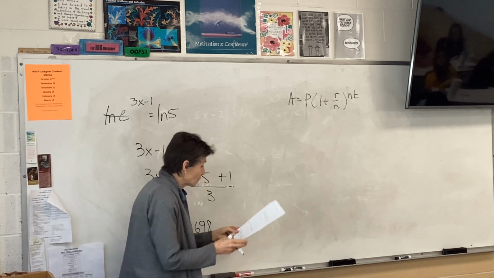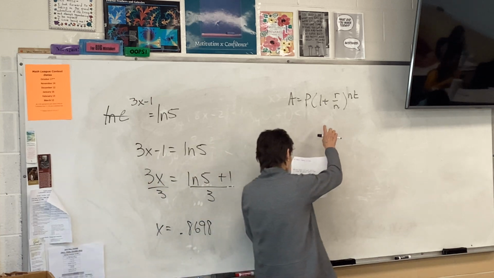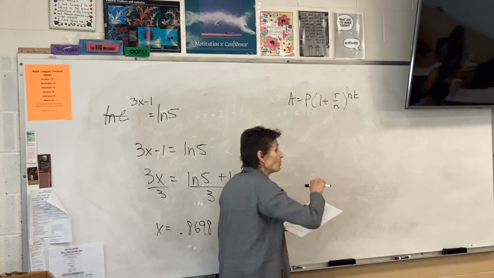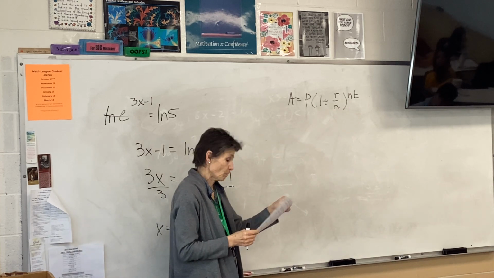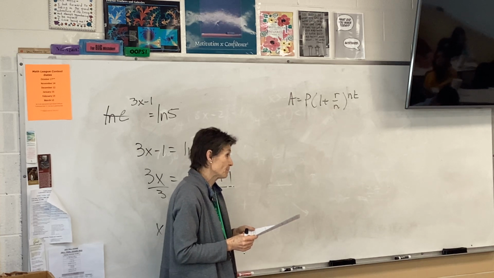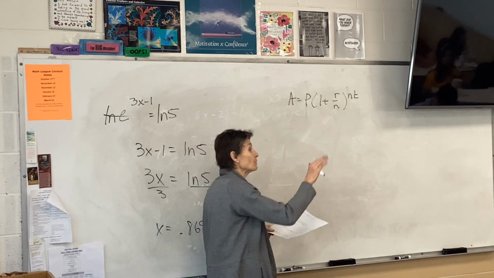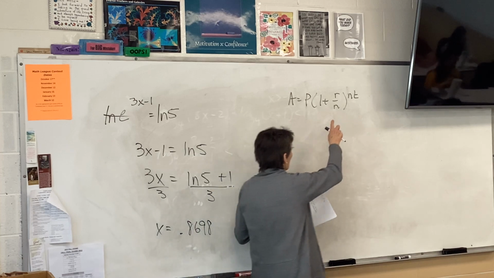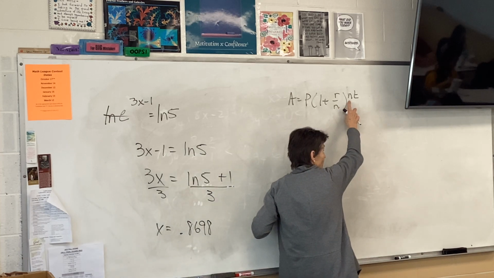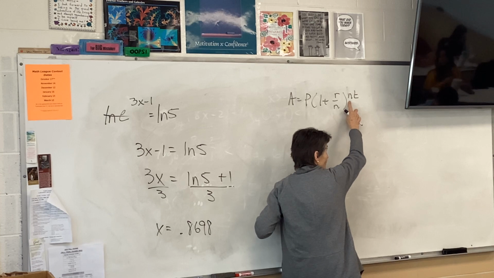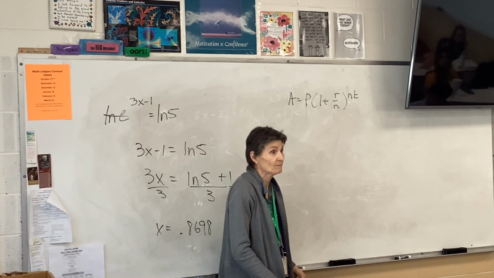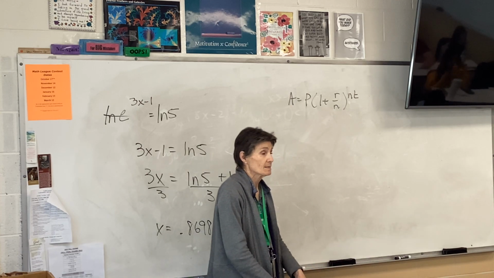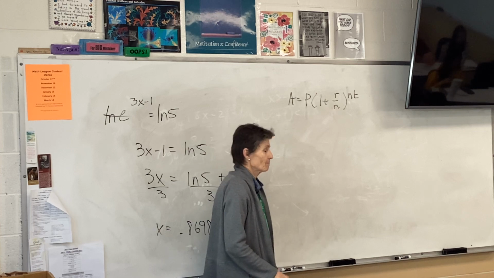Okay, number 23. I wrote the formula up here. How do I know that that is the formula I'm going to use for this problem? That's money and it's compounded. It's compounded weekly. So what's my n? How many weeks in a year? 52, yes, 52. You guys, 52 weeks in a year, okay?